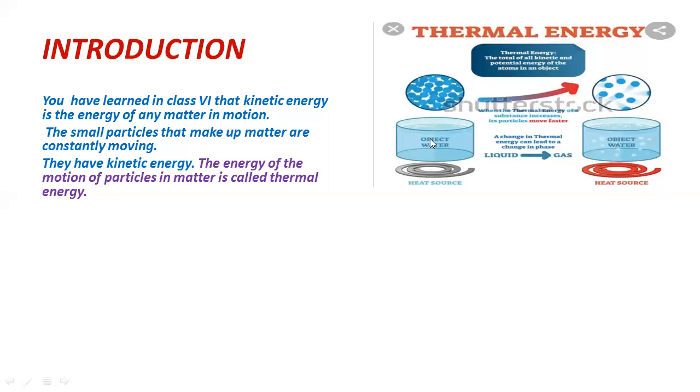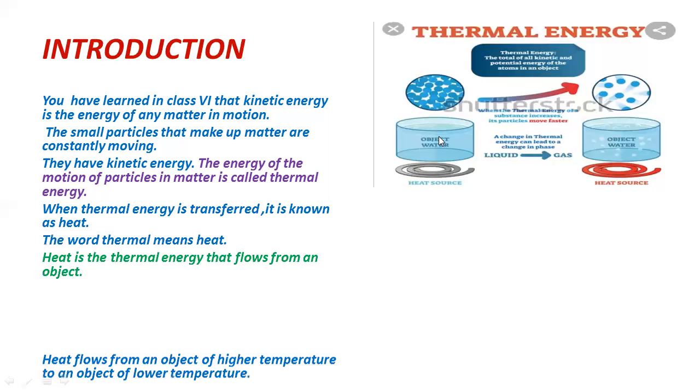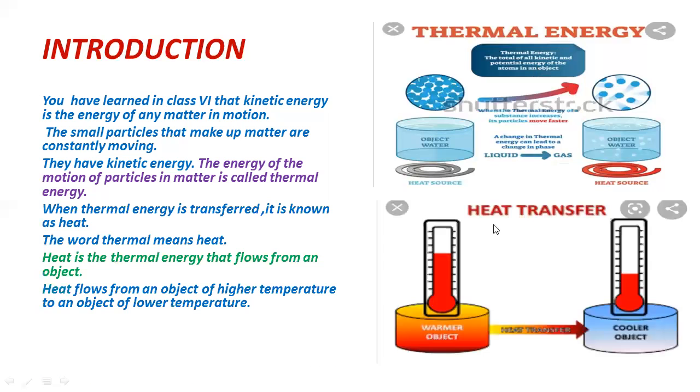Energy due to motion of a body is called kinetic energy. Energy due to position of a body is called potential energy. So the sum of kinetic energy and potential energy is called thermal energy. Thermal energy can also be transferred from a warm object to a cold object. You can see here that the energy is transferred from the warmer object to the cooler object. So this thermal energy transfer is called heat transfer. When thermal energy is transferred, it is known as heat.